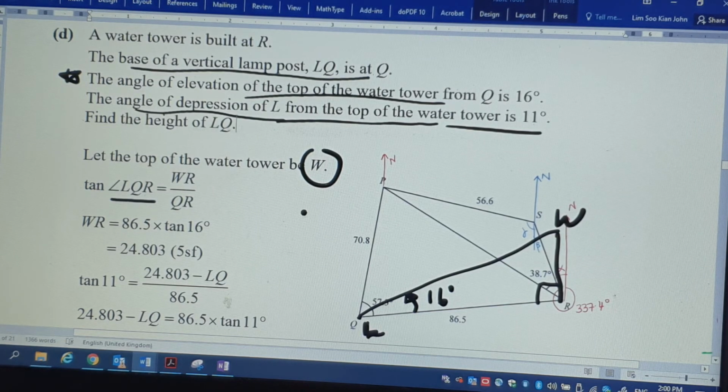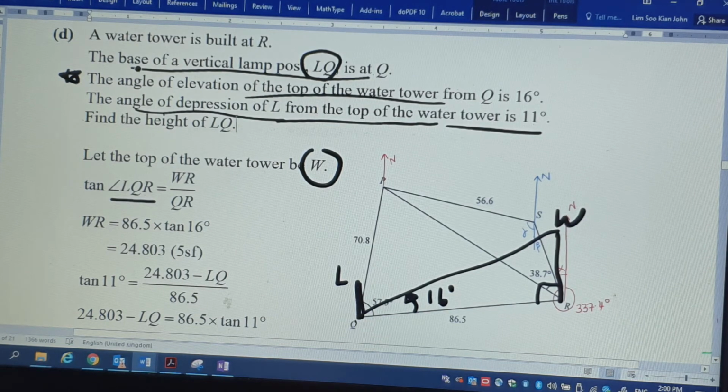Alright? So you have to think carefully. The angle of depression of L. What is L? You must really understand what is L. The base of a vertical lamppost LQ is at Q. So what is L? L is like that. So you must draw properly. LQ. This is a lamppost. LQ, they call it a lamppost. You see?